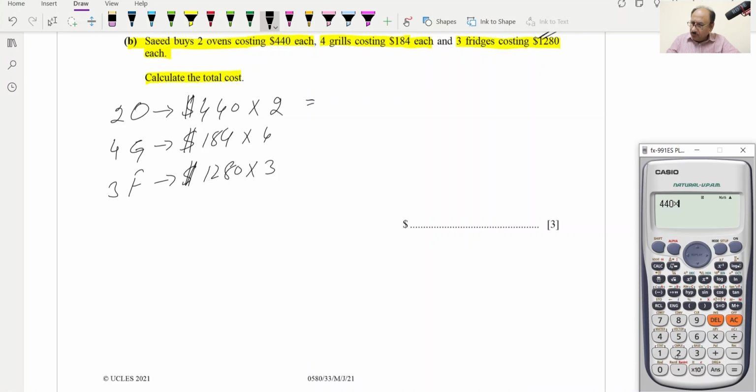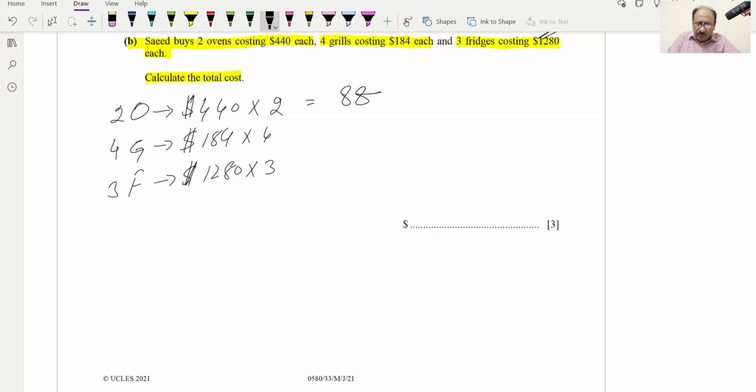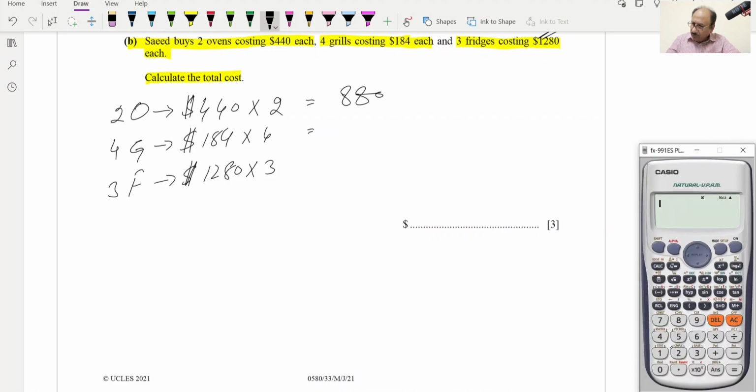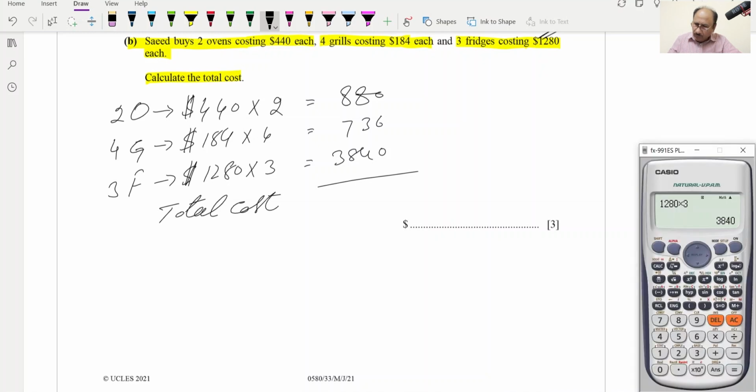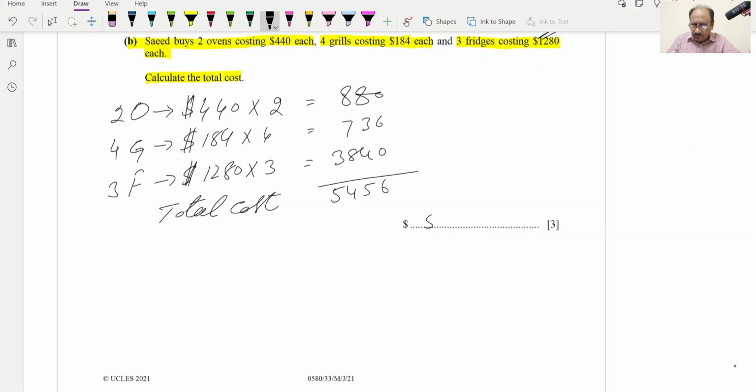440 multiplied by 2 will be equal to 880. 184 multiplied by 4 will be equal to 736. And 1280 multiplied by 3 will be equal to 3840. And we will add. So total cost will be equal to 3840 plus 736 plus 880, and this will be 5456. 5456 will be our final answer, and this will be 3 marks.